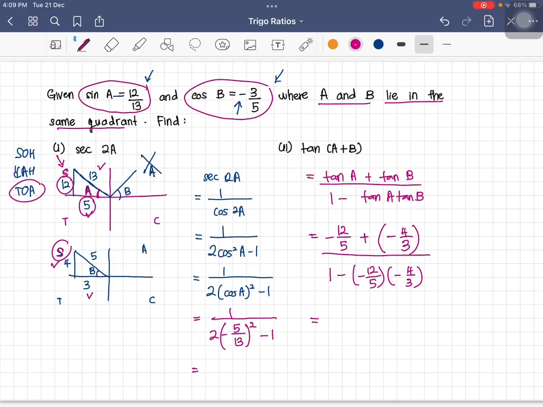So this is how questions on trigonometric ratios look like. Try to practice more questions. I wish you good luck on solving these types of questions.